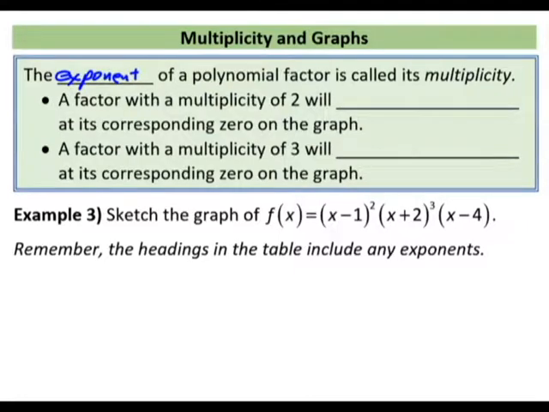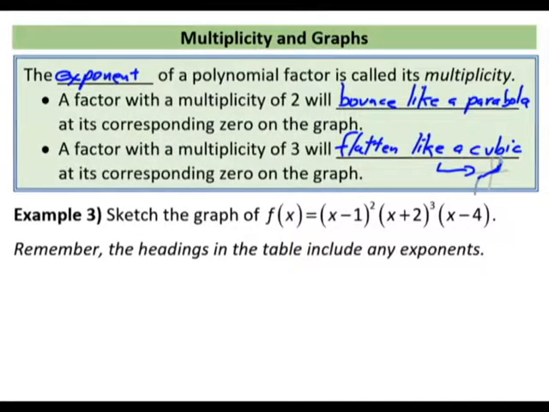As we saw in the last example, a factor with a multiplicity of 2 will bounce like a parabola. If a factor has a multiplicity of 3, it will flatten like the center of a cubic. Let's look at an example. First, I'm going to make a list of the zeros. I'm going to annotate this list so that we don't lose track of what the shape of the graph is going to be near these zeros.